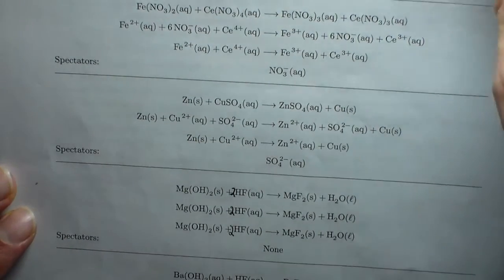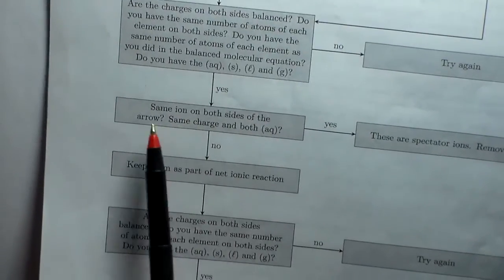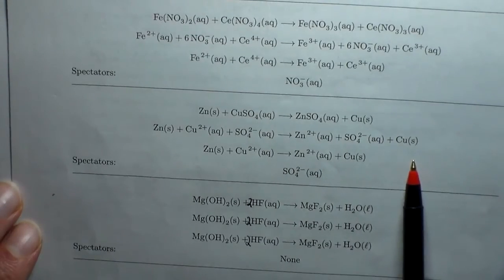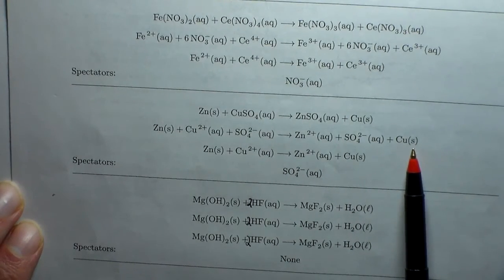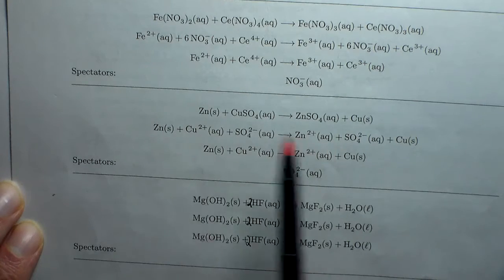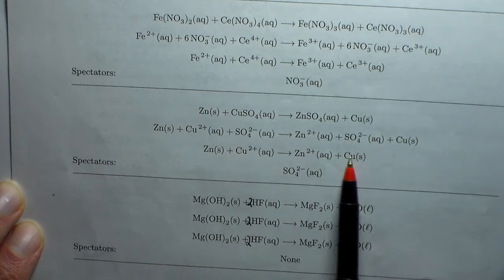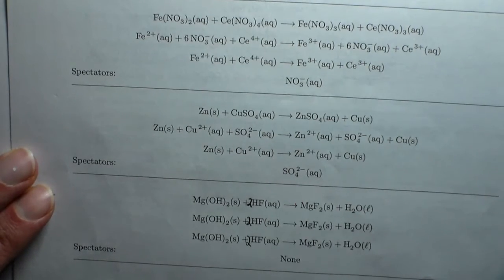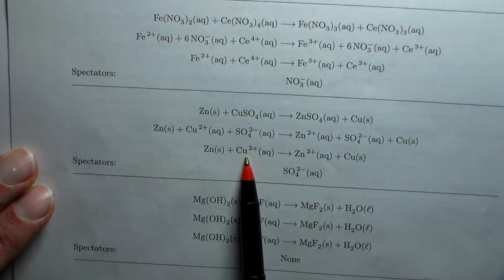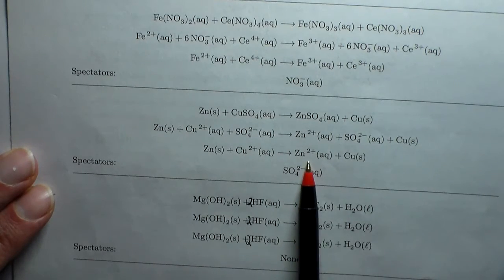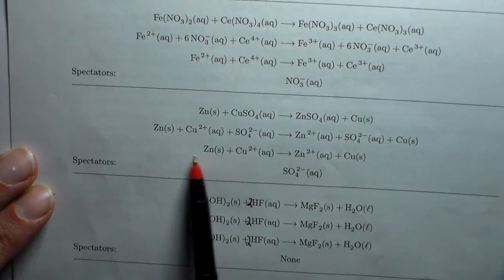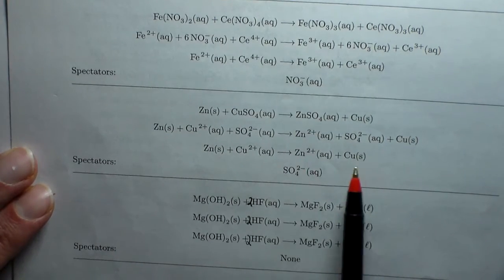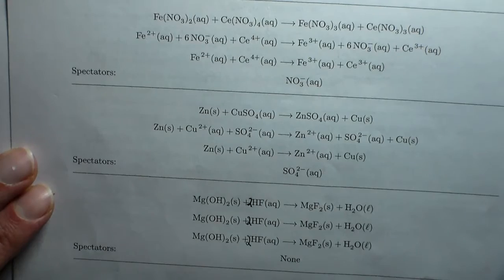So again, if we refer back to here, the same ion on both sides of the arrow, same charge in both aqueous. So here we're obviously violating that, since this one here has 0 charge and obviously is solid. Same here for the zinc. Okay, so since they're different, we now write them as part of the net ionic reaction down here. And sulfate, of course, is exactly the same, so that's my spectator. So I have solid zinc plus the copper 2 ion gives me the zinc 2 ion plus solid copper. Okay, and that's going to be my net ionic reaction. And again, you can very easily see 0 plus 2, 2 plus 2 plus 0. The charge is the same on both sides.